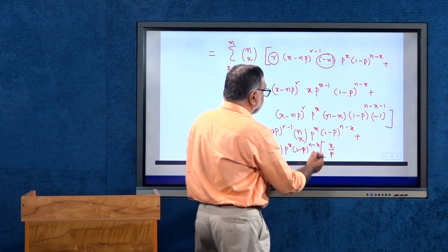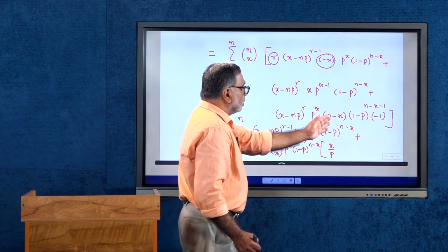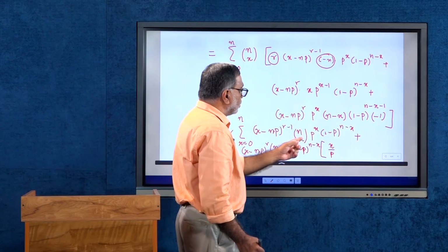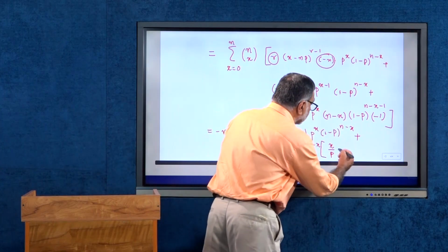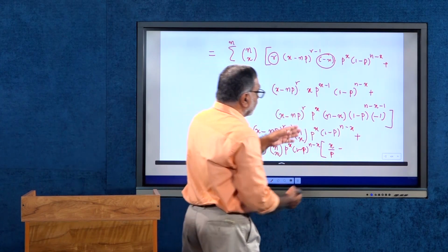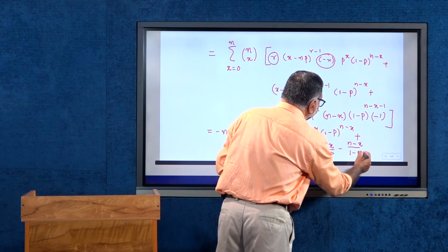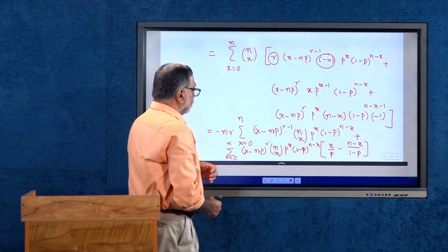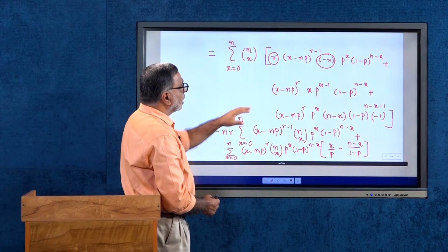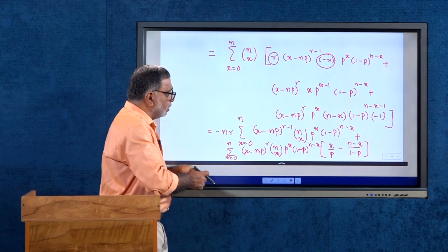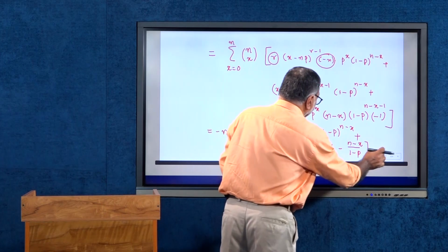And third expression, just look, (x minus np) power r is here, p power x is here, n minus 1 minus p all power n minus x minus 1. Instead of that, we have considered (1 minus p) power n minus x. So, and minus 1. So, this is minus (n minus x) divided by 1 minus p. That is, the first expression is written in this one, and second and third expressions are combined. We have this form.